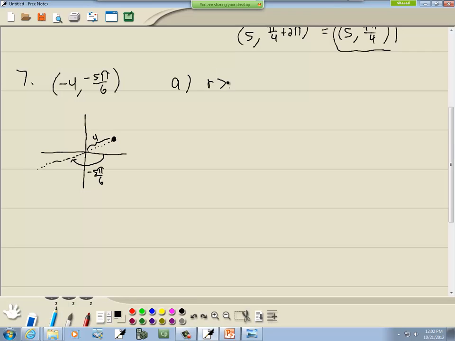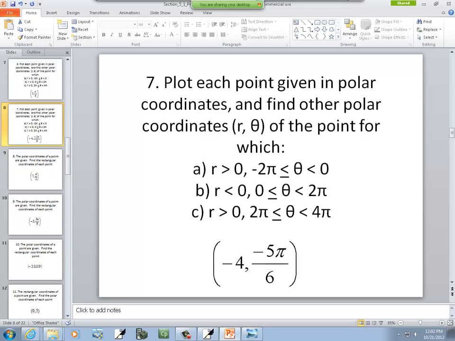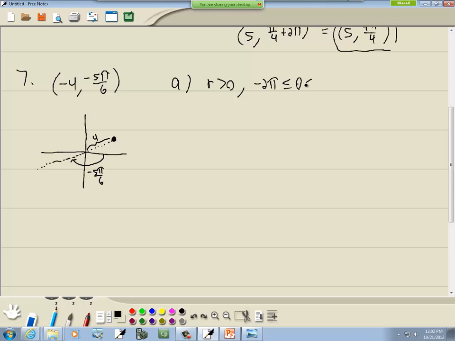A, r is greater than 0, and theta is between negative 2 pi and 0. So theta is negative, basically. Now I want to end up here. Well, if I started here, that's negative 5 pi over 6. If I subtract another pi, that would give us there, and the angle would be negative. Now r is greater than 0, which means r has to be positive 4, which means we want to end up in this particular quadrant. This is where we want to be.